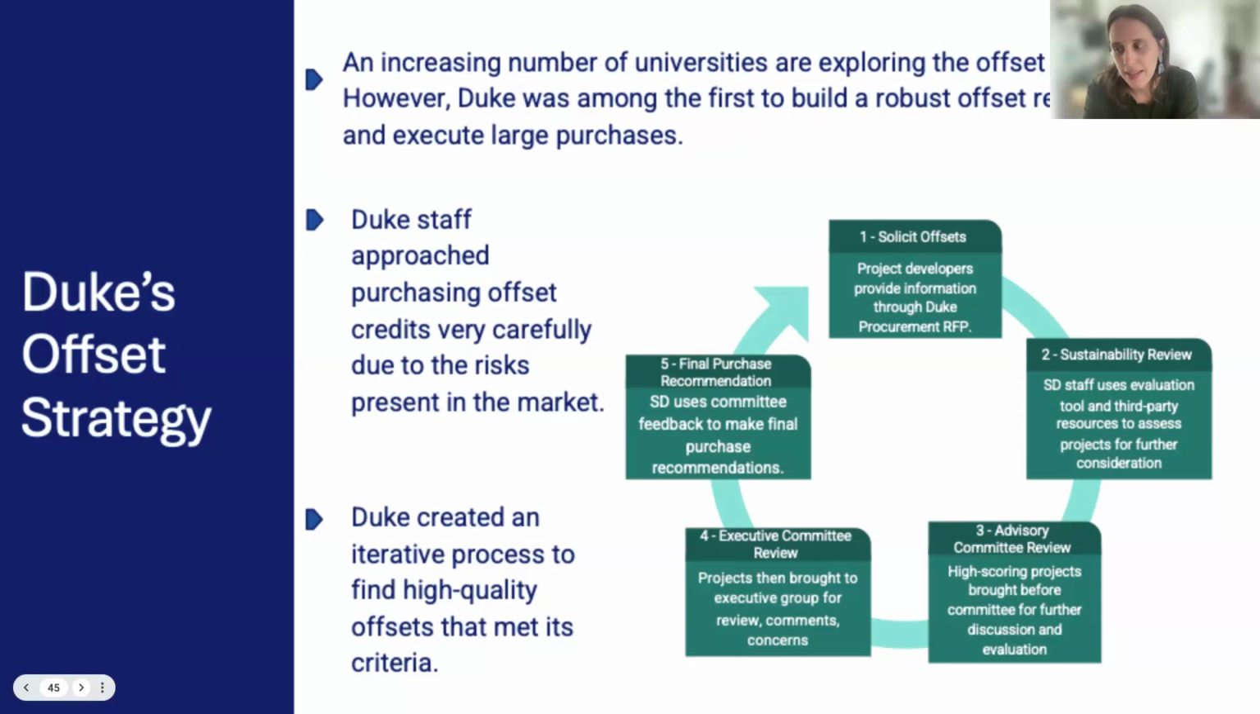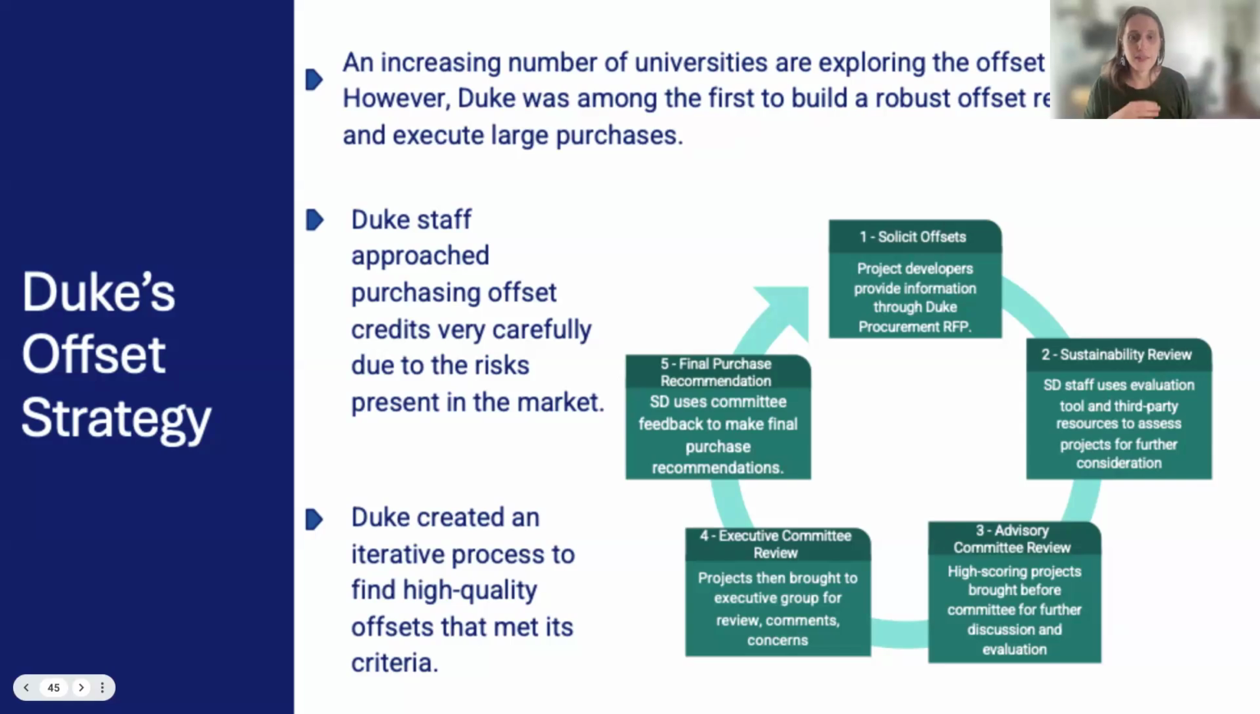That was pretty time intensive. And at the time we were doing this, project developers could only guarantee price and quantity for about 2 to 4 weeks. So we had to move pretty quickly. We went through all of the projects, and anything that we identified as high quality that scored highly through the tool, we brought to an advisory committee, which is made up of students, faculty, and staff.